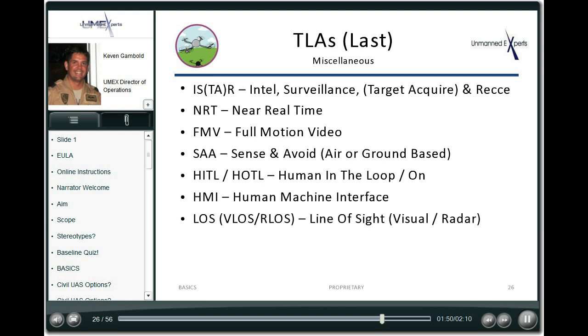Finally, and we'll come on to this very much so in the next couple of slides, line of sight, LOS, and this is referred to also as visual or radar line of sight, VLOS or RLOS. And you'll even hear terms like EVLOS, extended visual line of sight, for people with very good eyes.